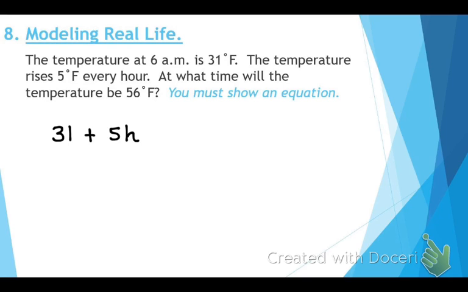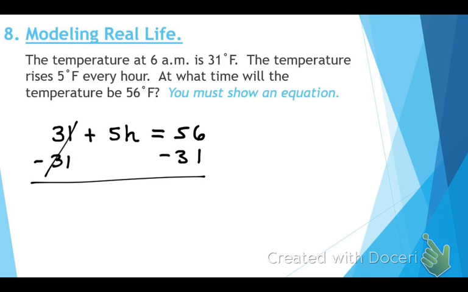Now it says, at what time will the temperature be 56 degrees Fahrenheit? We want it to equal 56 degrees. Here where it says you must show an equation, I will be looking for that on your test tomorrow. This is showing me you understand how to write a two-step equation. Now you want to solve for h. Get rid of the 31 on both sides.